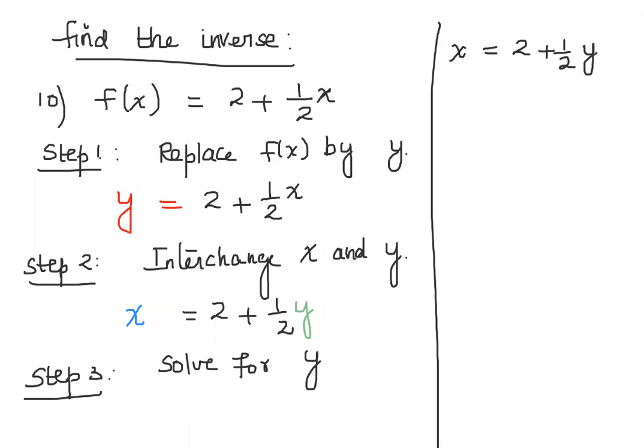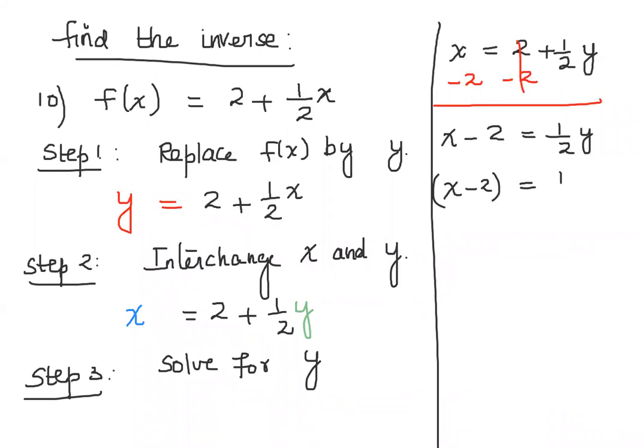I have to get the y by itself. So first step, we are going to move the 2. So subtract 2 from both sides. So we get x - 2 equal to one-half y. Now I have to get the y by itself. So how do I get the y by itself? We have to multiply both sides by 2.